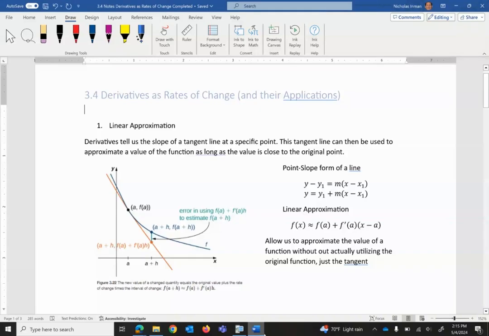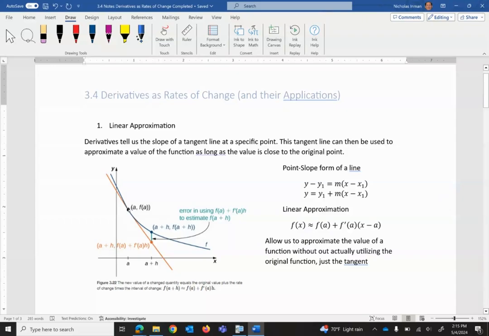All right, hello, taking a look at chapter 3.4, derivatives as rates of change, and really what that means in terms of their applications. The derivative is really the slope of a tangent line. We've talked about how this tangent line can provide an approximation of what a function is doing. Based on the rate of change of a function, the derivative of that function, in general that tangent line should still be pretty close to the original function.